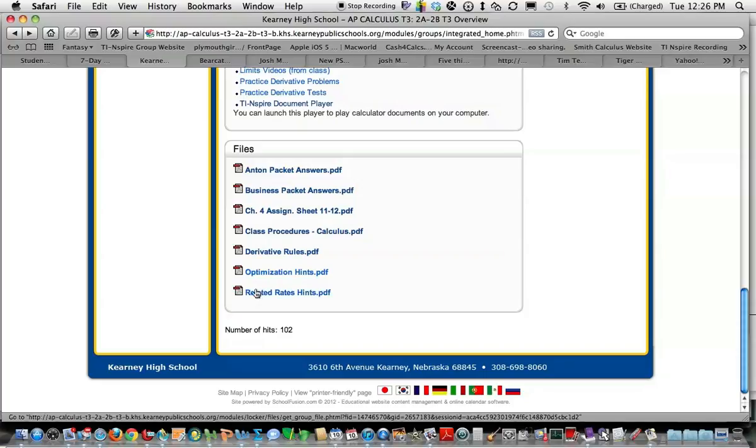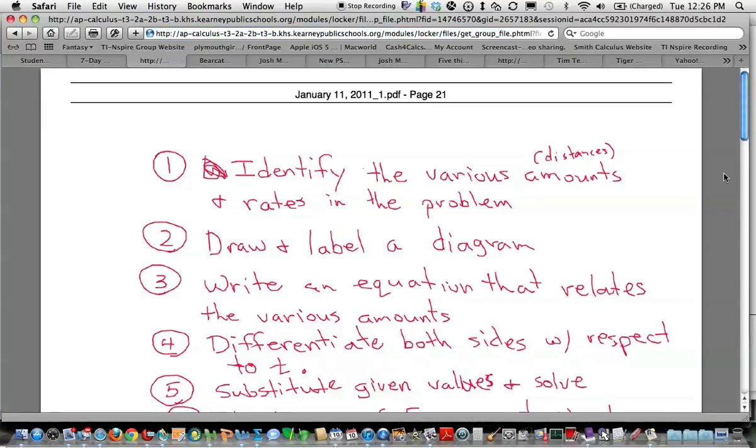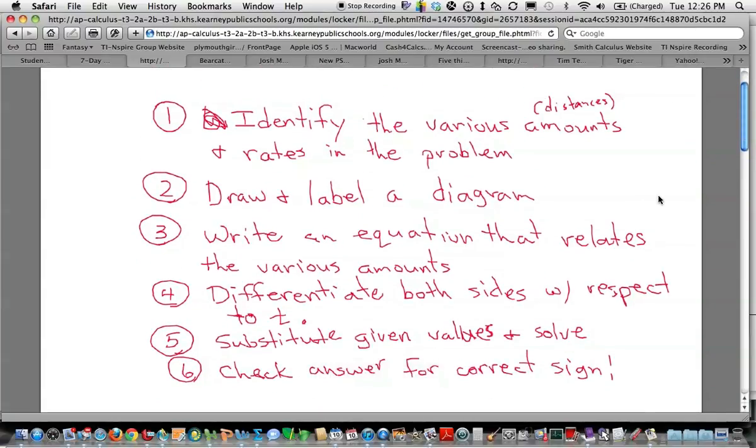I don't know if hints is the right word. It's probably steps or whatever. But here is this, and this is something I wrote last year. This is another list written out of the paragraph that was in your book in section 4.3, where it talked about the related rate. Okay, and it just had it in paragraph form, and I've written it out in some steps.